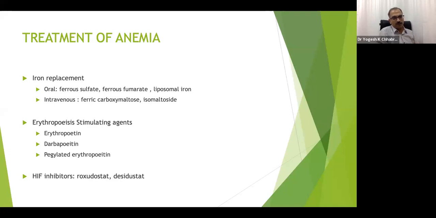Erythropoietin can be used in a formulation where we have to give it twice or thrice in a week. Darbepoetin has to be given once in a week. For maintenance, we can use it once in 15 days. But if you are talking about pegylated erythropoietin, these are very good molecules specifically to maintain a good hemoglobin level in a targeted range. We can give pegylated erythropoietin in a once-in-a-month formulation.